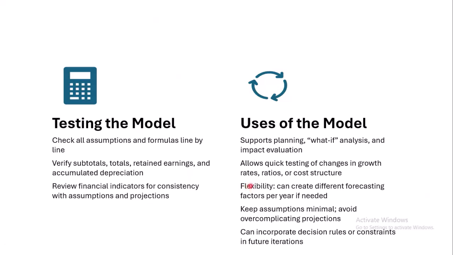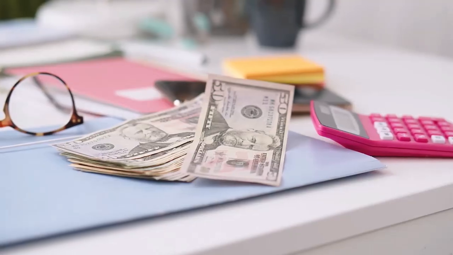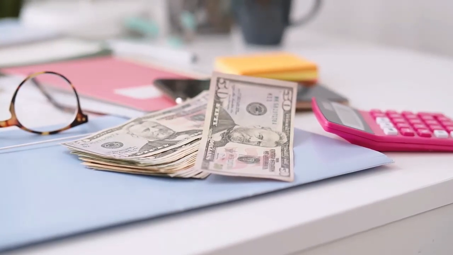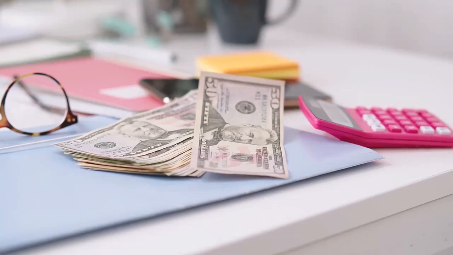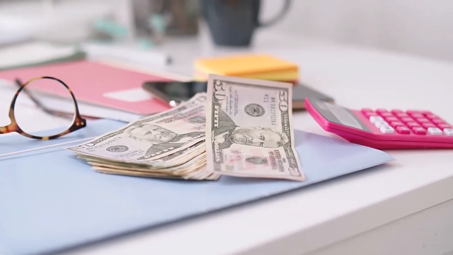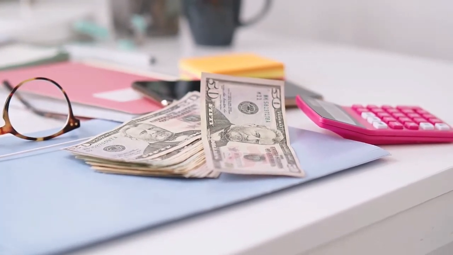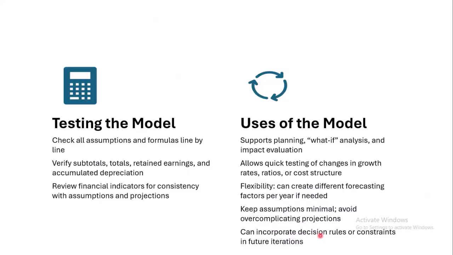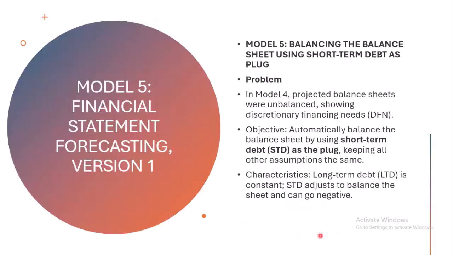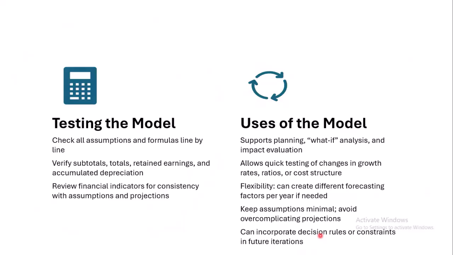We should aim for flexibility because different forecasting factors can be created per year or per period if needed. You want to keep your assumptions minimal. Don't overcomplicate your projections. And you can incorporate decision rules or constraints in future iterations of the model. And this brings us to the end of this. When we return, we're going to handle the practical aspect of this, and I hope you get to enjoy it as much as you have enjoyed this discussion.